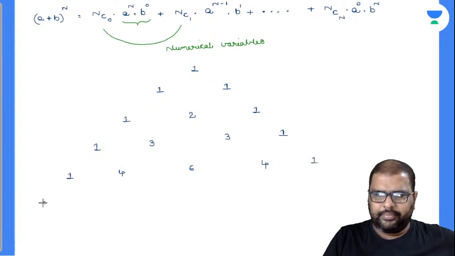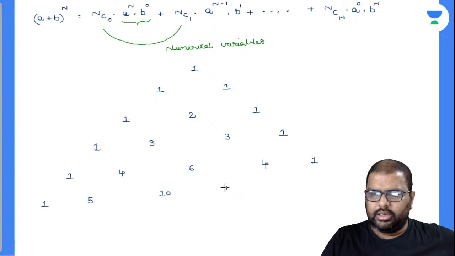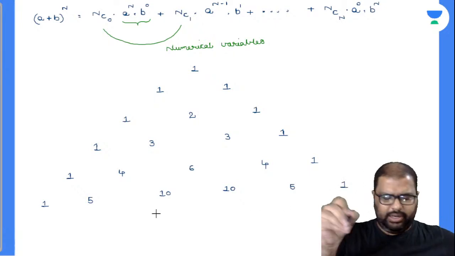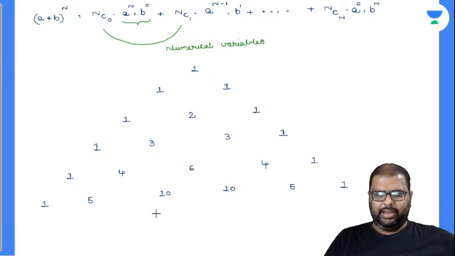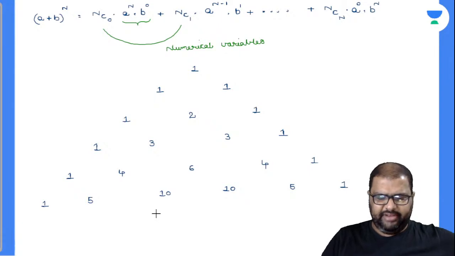Similarly, 1, 5, 10, 10, 5. I can write down this infinitely. Am I right or wrong? I can write down this Pascal triangle infinitely.